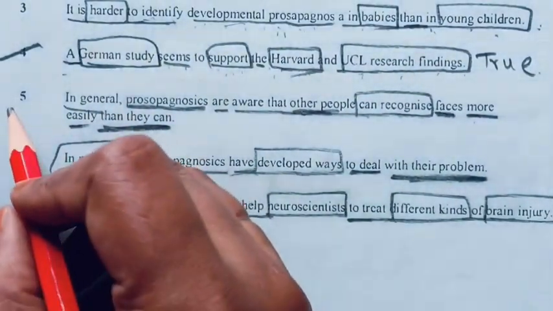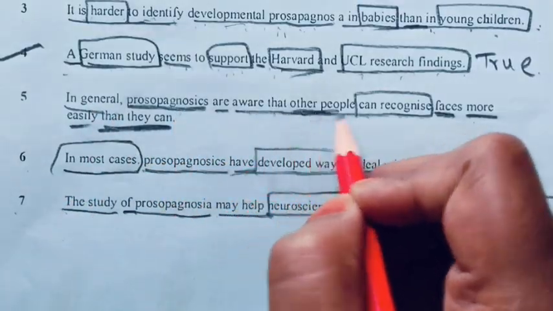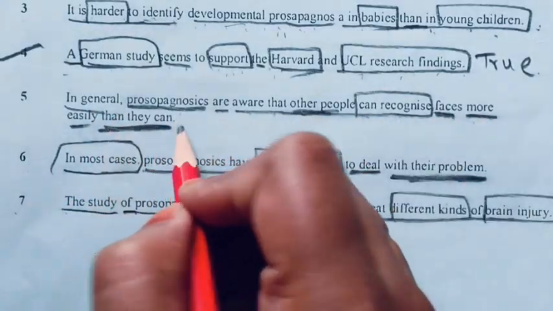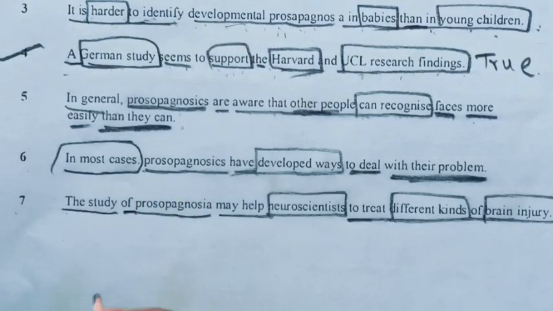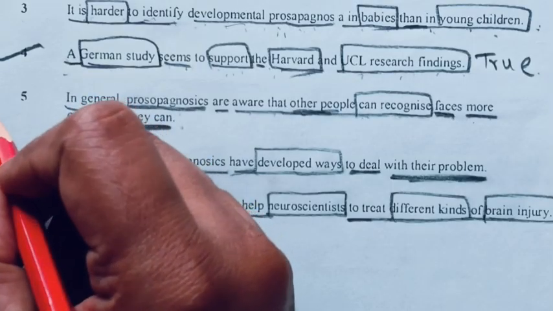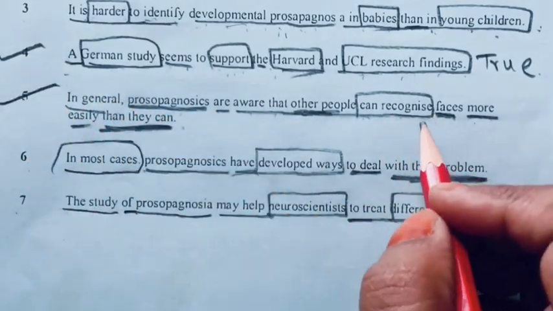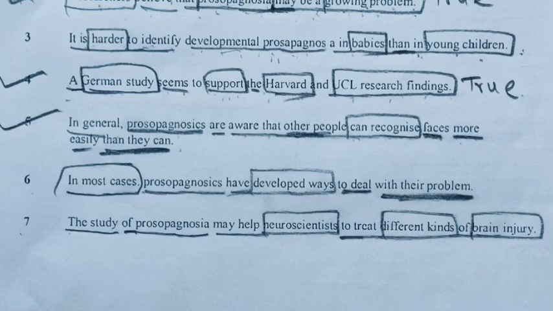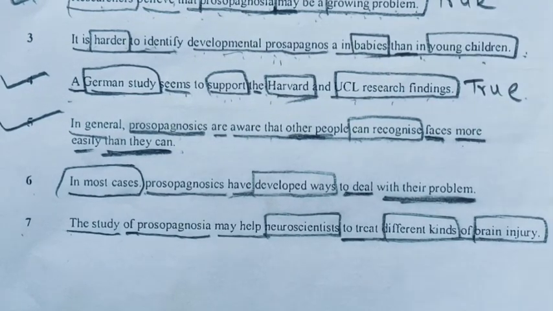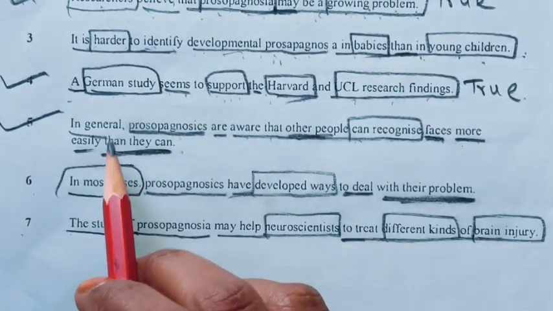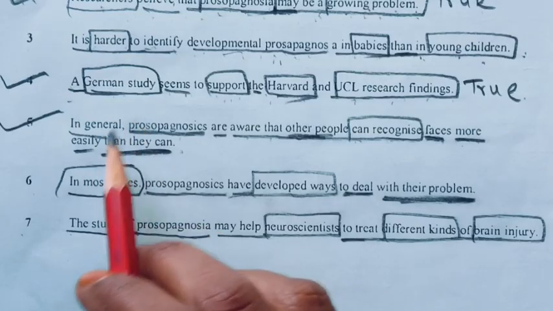So in 5th question: In general, prosopagnosics are aware that other people can recognize faces more easily than they can. No, this thing we have just seen in this paragraph. We have just seen that they don't know that other people have a good skill of recognizing people's faces. So both the statements are contradicting. Both the statements are opposite to each other.